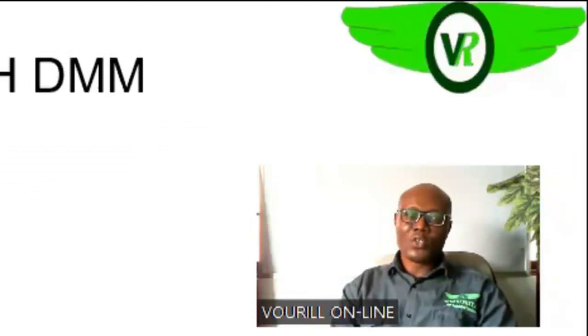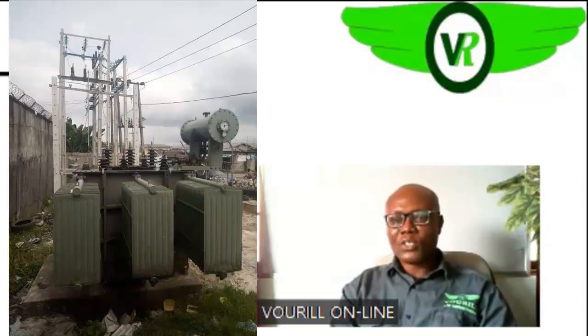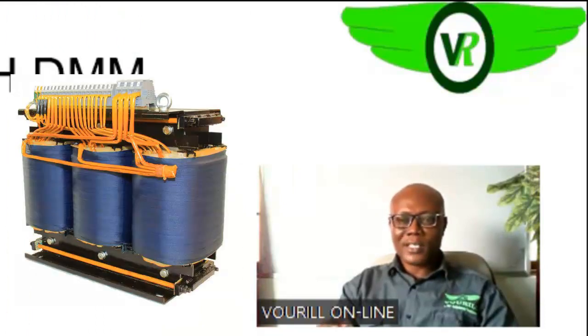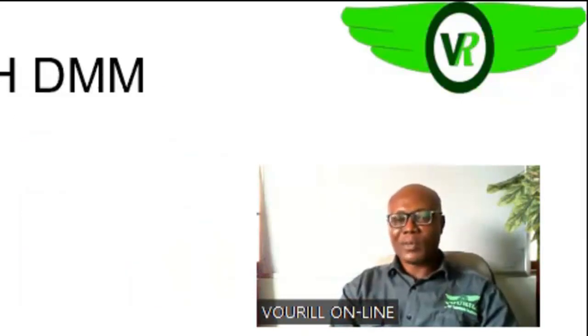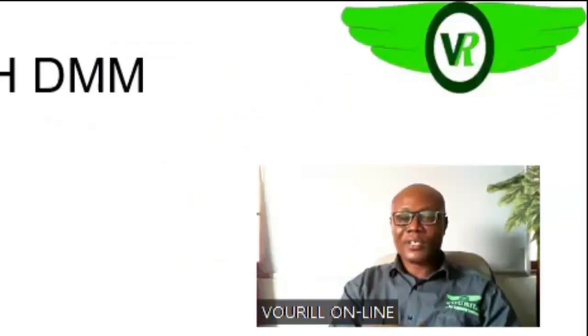So next, we want to look at troubleshooting the transformer with your digital multimeter. So we want to look at the components in a transformer, the composition of a transformer. As we all know, the active component of the transformer is the windings, okay? And in all transformers, we have the primary section and the secondary sections of the transformers.